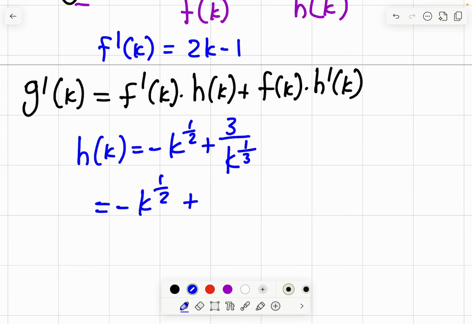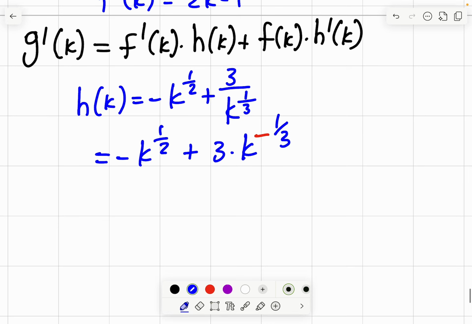Whenever I move this thing from the denominator, it must change a sign. I'm going to have 3 multiplied by k, then I have negative, since it went to the numerator. So it has to change a sign. It's a reciprocal. Understand?